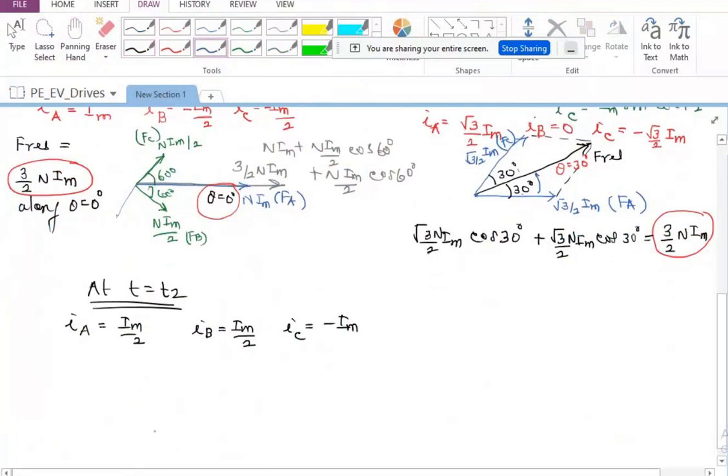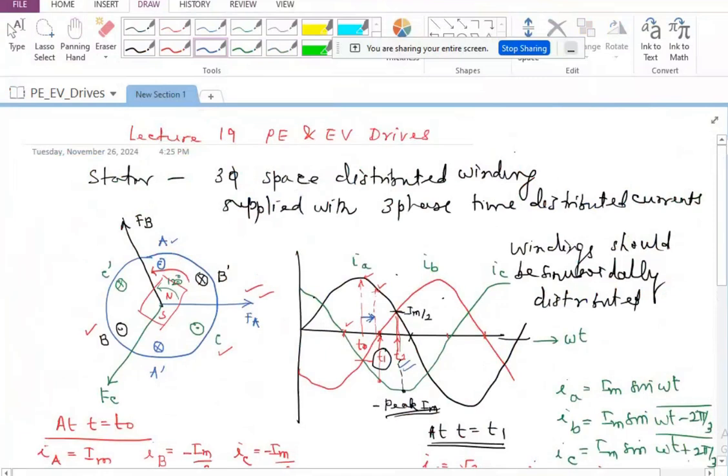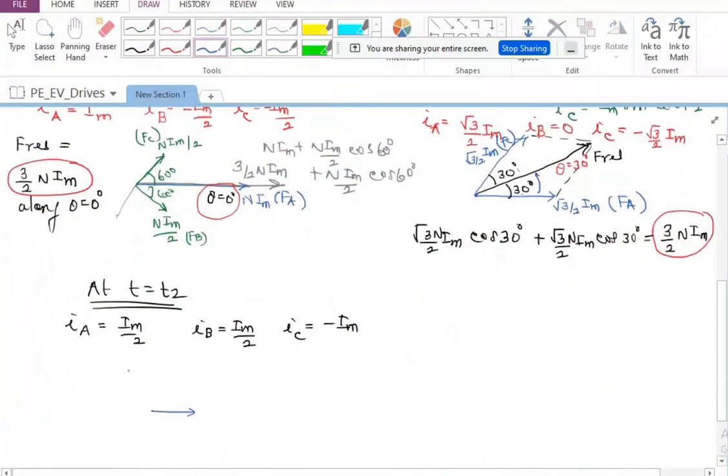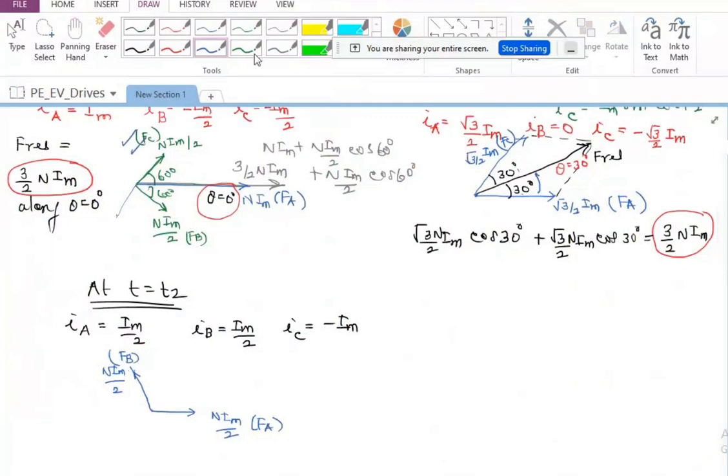As far as A phase is concerned, it is just Im divided by 2. And if I look at B phase, it is at 120 degrees, it is 120 degrees away. So I should have this as B phase. So this will be N times Im divided by 2, which is Fa. And this will be N times Im divided by 2, which is Fb. And Fc is along this. Already whatever we have written, the same thing holds good. So Fc has to be along this with Im.